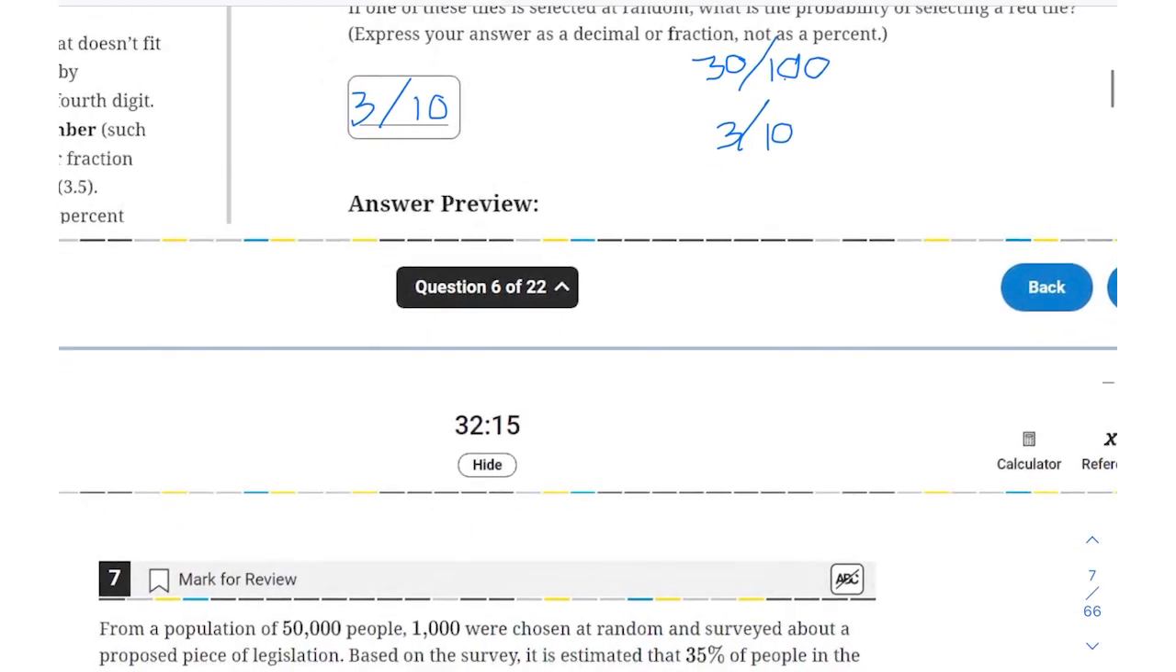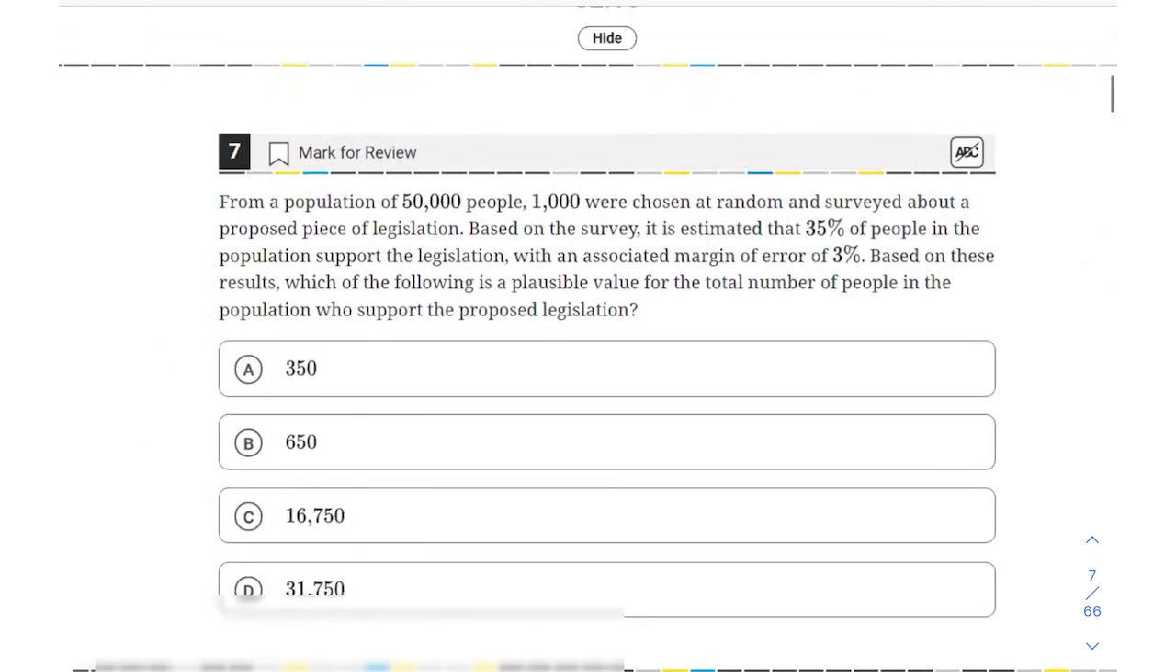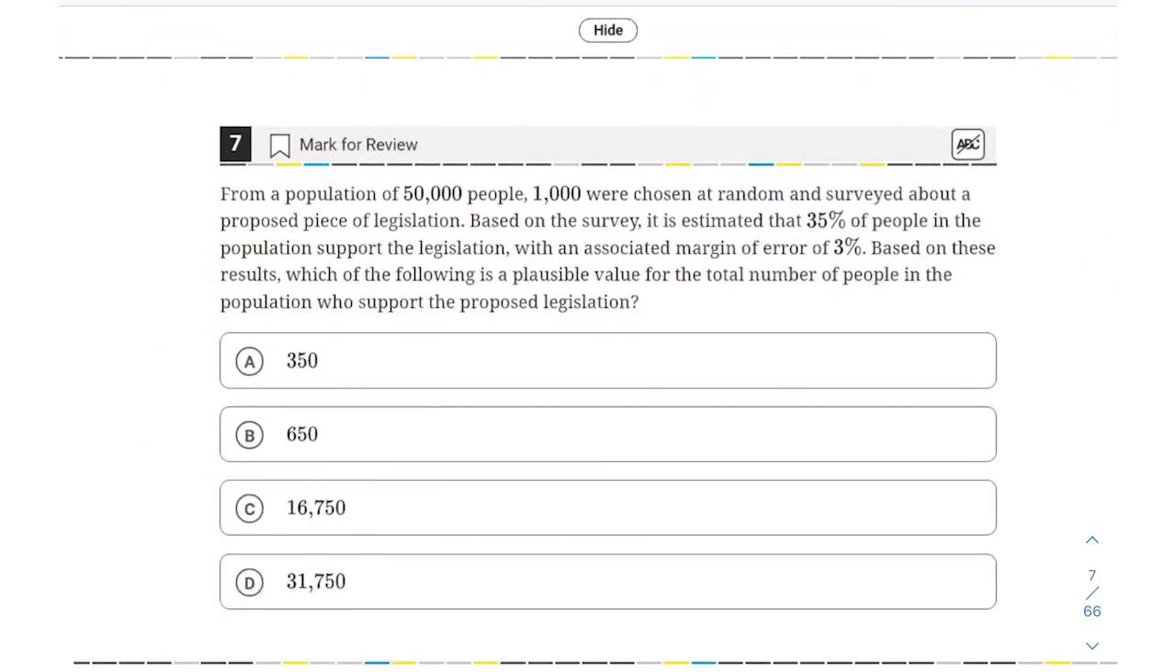All right, let's check out question 7. So here, back to multiple choice. It says from a population of 50,000 people, 1,000 were chosen at random and surveyed about a proposed piece of legislation. Based on the survey, it is estimated that 35% of people in the population support the legislation, with an associated margin of error of 3%.